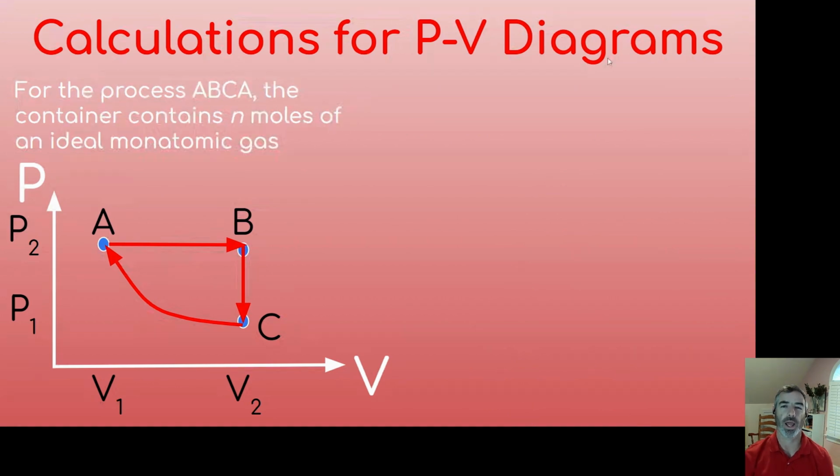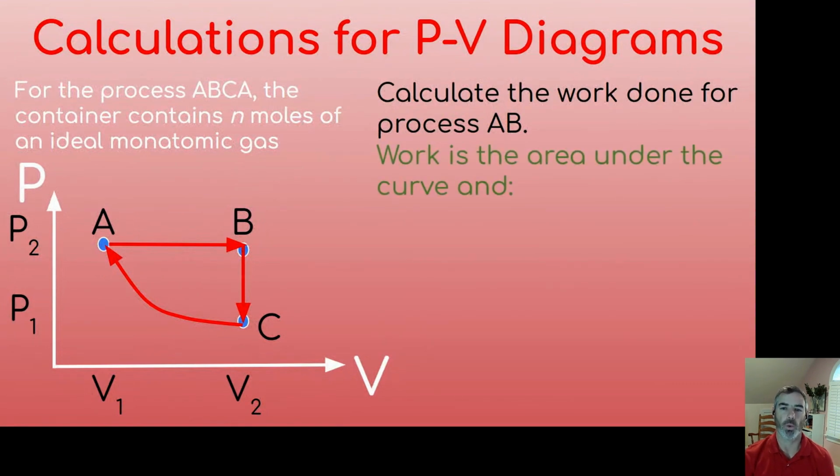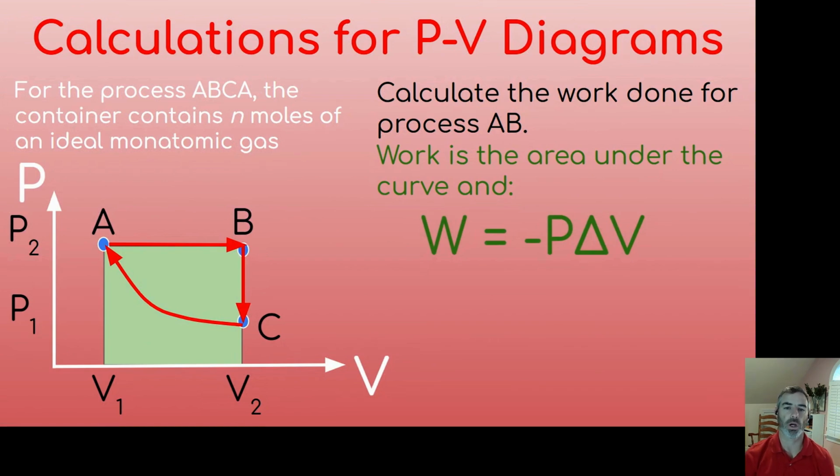So moving on to our next question, we're going to be asked to calculate the work done just for the process from A to B. And remember, to calculate the work done, it matters which direction. The work is the area under the curve, or we could use work is equal to negative P times the change in volume.